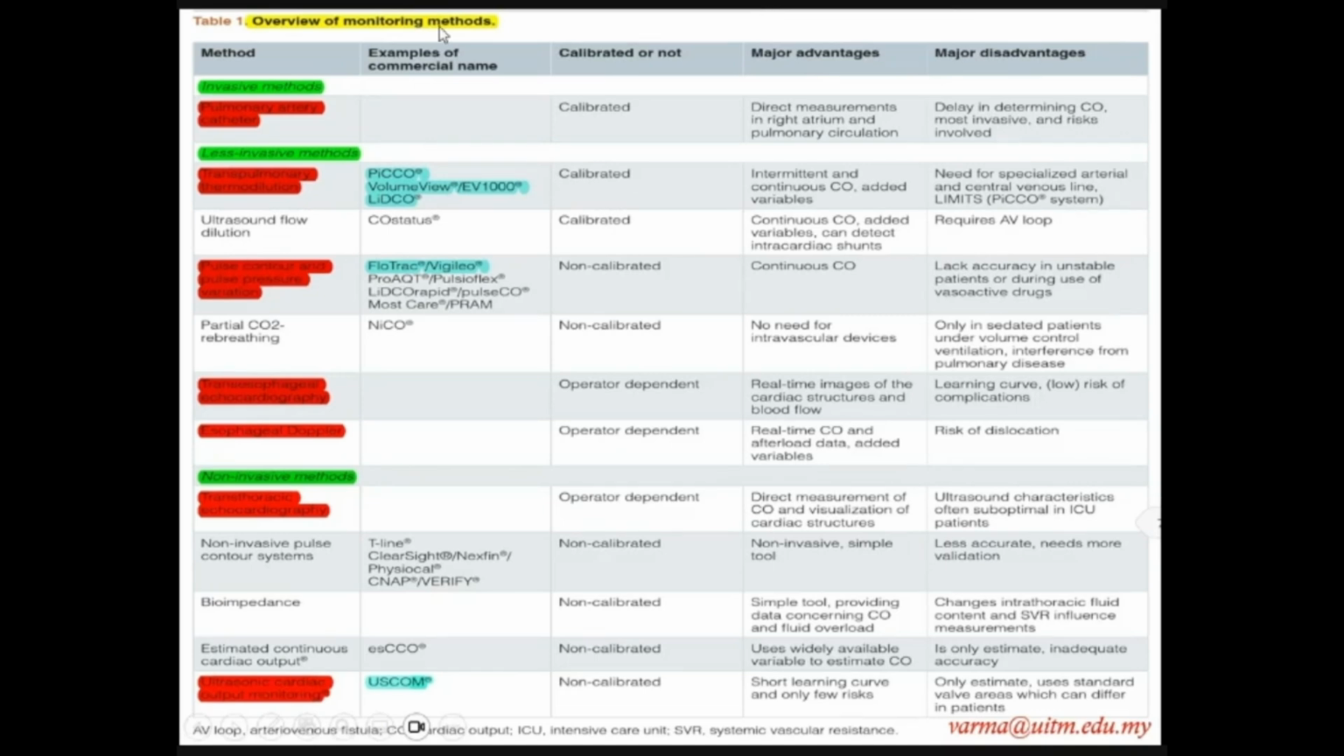You can all read it. You see, the invasive method is the pulmonary artery catheter. Less invasive, you have transpulmonary dilution, pulse contour, and pulse pressure variation, transesophageal echocardiography, and esophageal Doppler. Non-invasive methods are TTE, bioimpedance, and ultrasound cardiac output monitoring. They have these advantages and major disadvantages, and you can look at all these things. You don't have to know the examples actually. You just need to know these methods, that is enough. The advantages and disadvantages are for your day-to-day practice, to understand why we sometimes use one and not the other.